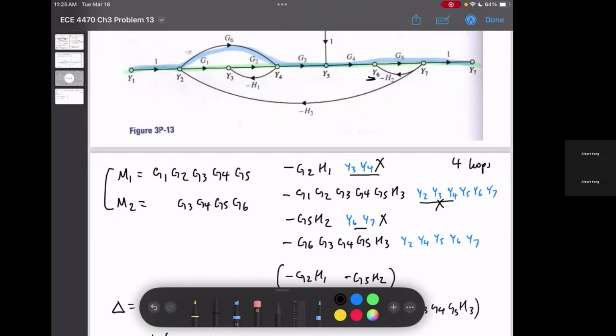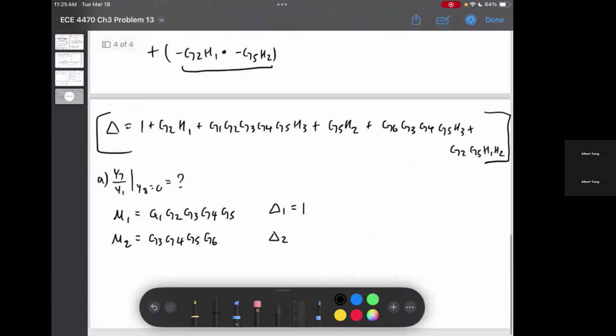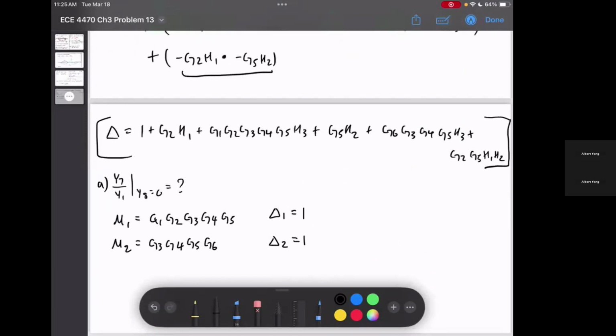Yeah, Y6 is here actually. Y6 is also out, and then you know that if there's also a Y6 for this part, then here is also out. So none of the loops are going to work for the second one as well. So it's also equal to 1.